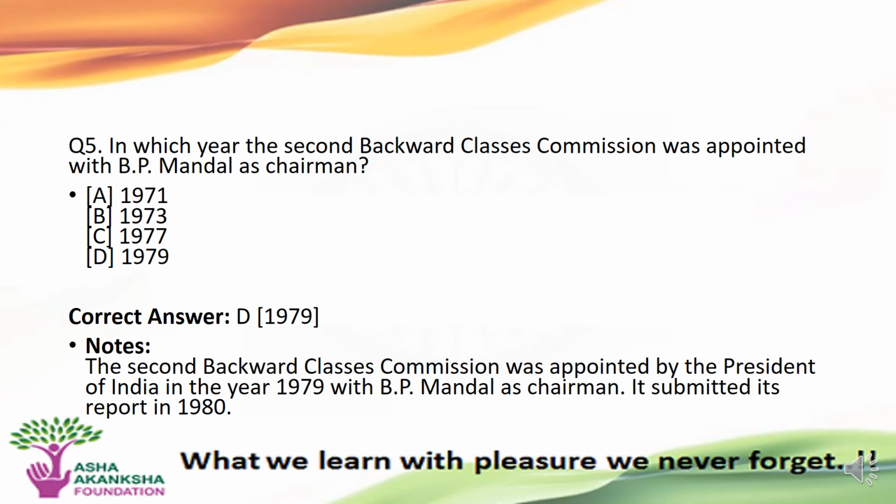The next question is, in which year was the second Backward Class Commission appointed with B.B. Mandal as chairman? Options are A, 1971, B, 1973, C, 1977, or D, 1979. The correct answer to this question is option D, that is 1979. The second Backward Class Commission was appointed by the President of India in the year 1979 with B.B. Mandal as chairman. It submitted its report in the year 1980.